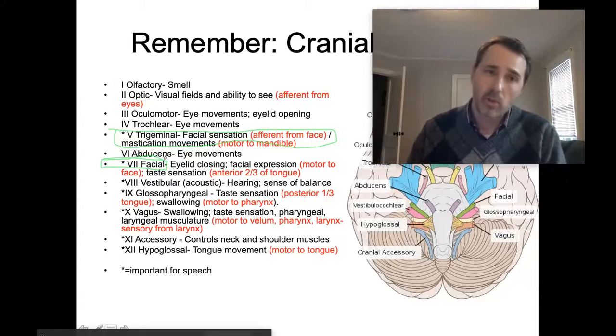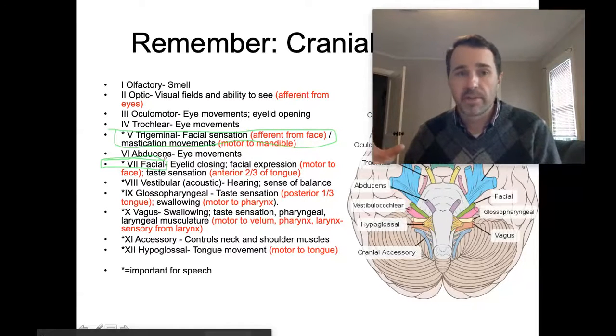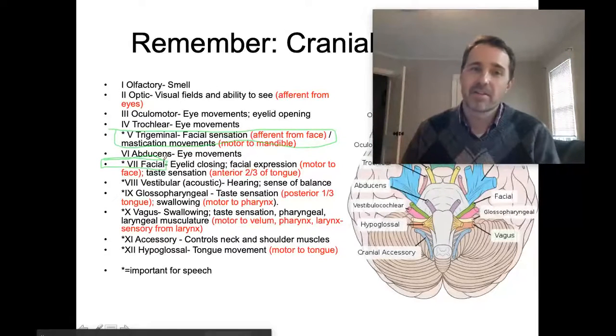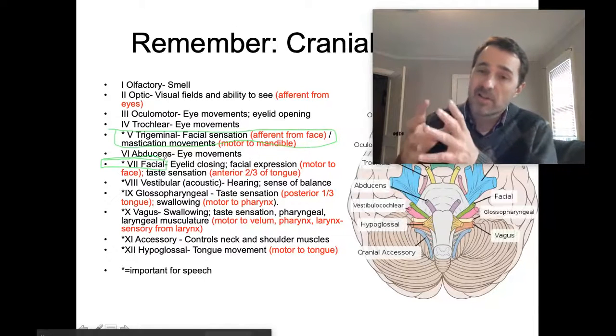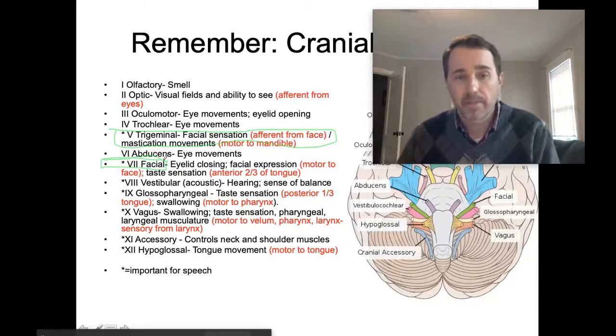Now we've made it to cranial nerve 9, glossopharyngeal. The glossopharyngeal does taste sensation from the posterior 1/3 of the tongue, and it also does motor to the pharynx. So motor to the pharynx, pharyngeal constriction, that's for swallowing mostly.